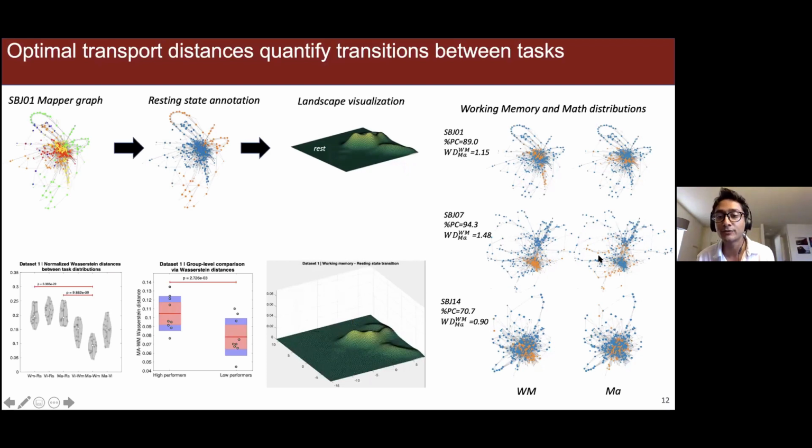This is a high-performing Mapper graph, and this is the working memory distribution, whereas this is math, and here it's much more concentrated, here it's much more diffuse. This is a low performer. Here the math and working memory are equally diffuse. All right, so in particular, it gives us higher information than just the community structure because it tells us which tasks were driving the community structure.